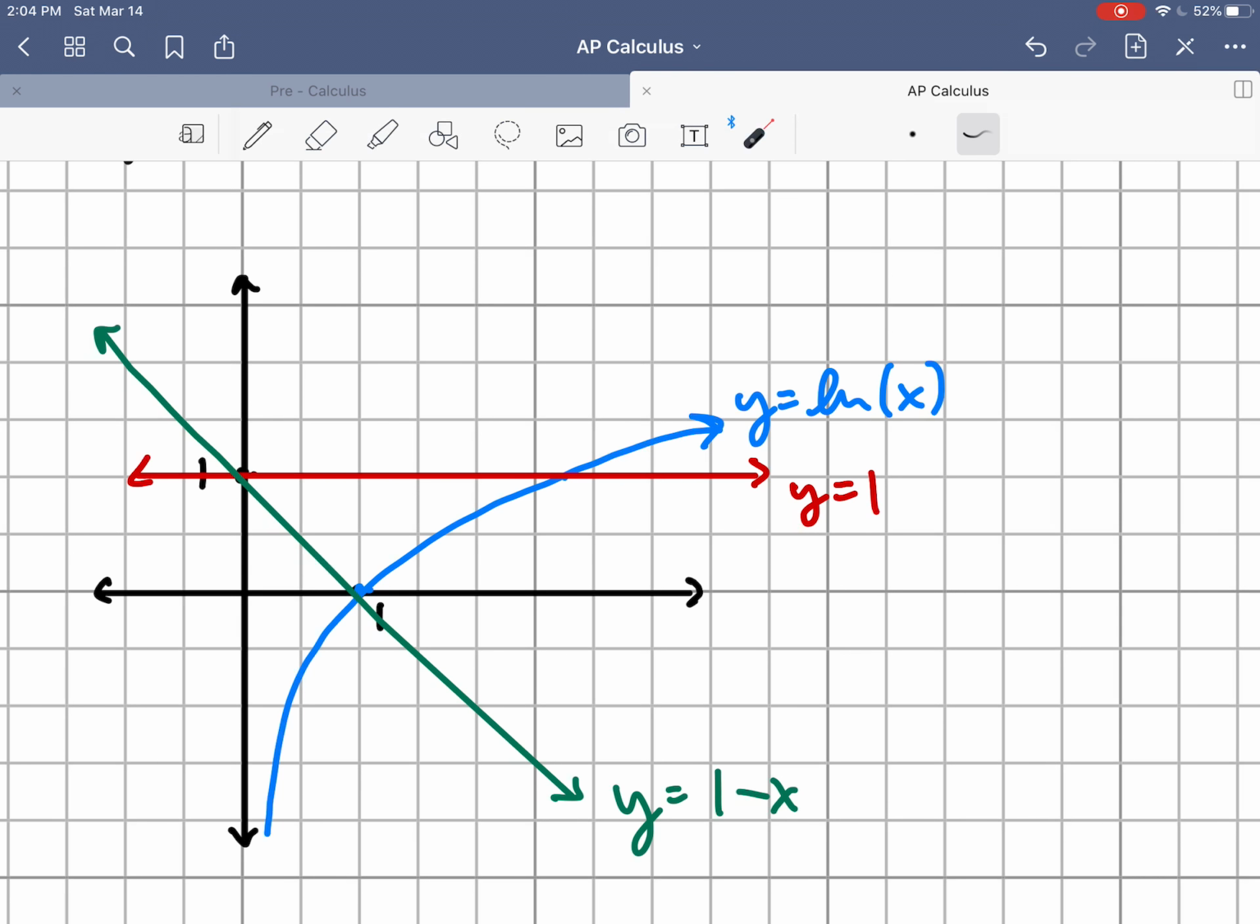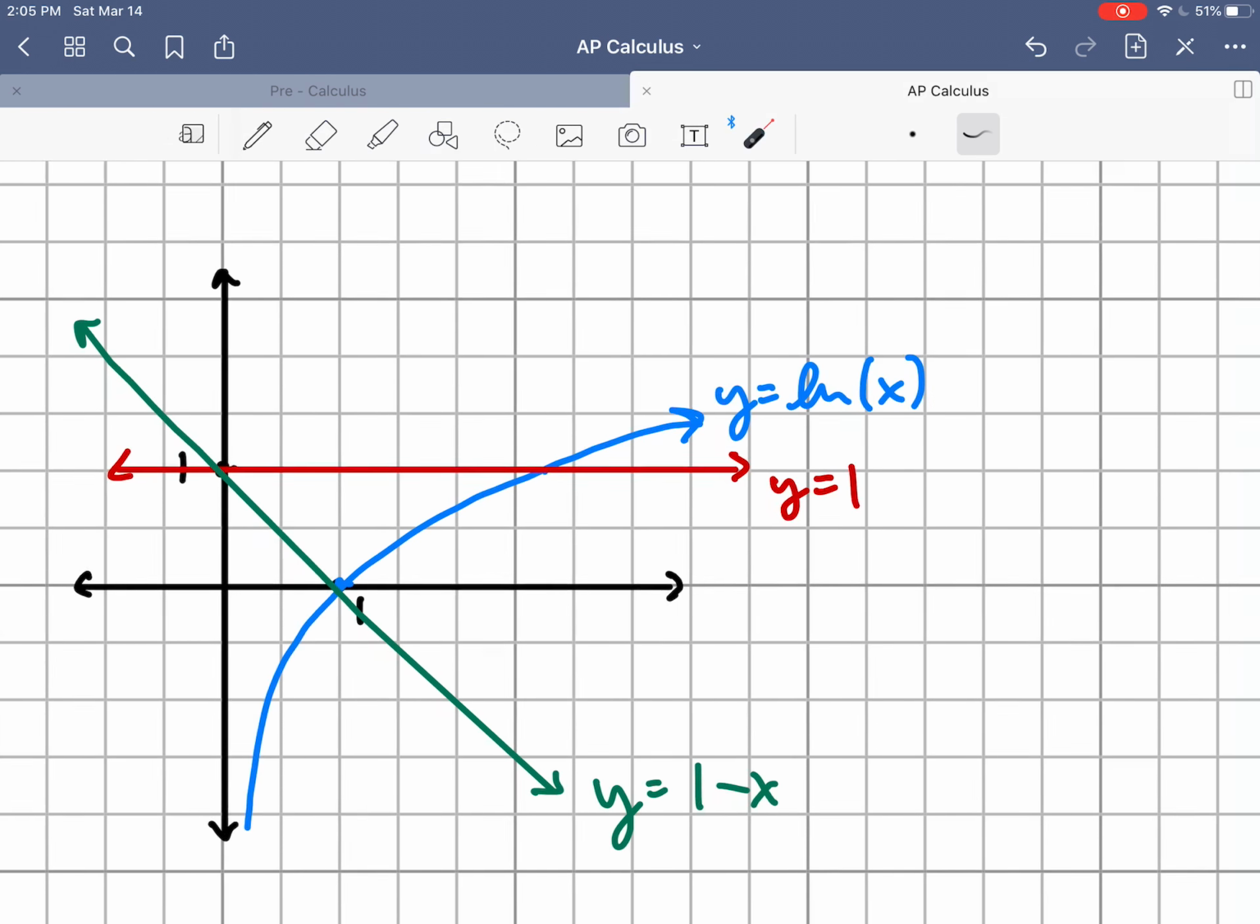It'll be much easier if I do it with respect to y and I go from right to left, because it's always the same two functions. The one farthest to the right is natural log of x, and the one farthest to the left is 1 minus x. So instead of that, I'm going to do this with respect to y. So what that means is that I need to solve for x. So let's do that first.